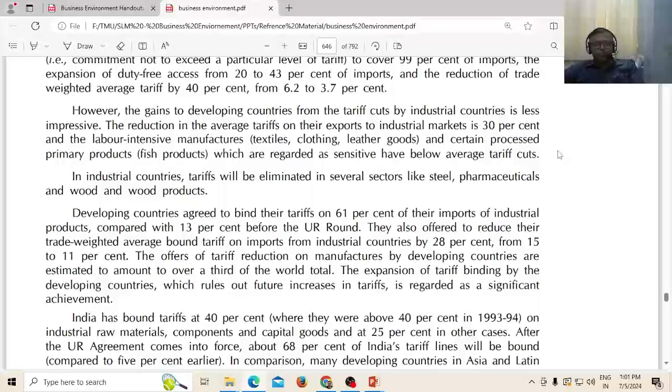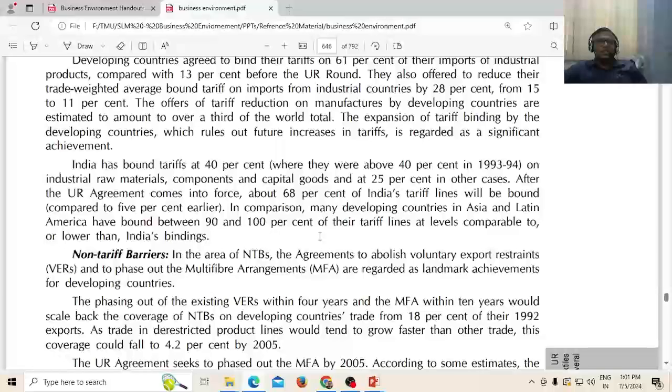The expansion of tariff bindings by the developing countries, which rules out further increase in tariffs, is regarded as a significant achievement. India has bound tariffs at 40%, whereas they were above 40% in 1993-94, on industrial raw materials, components, and capital goods, and 25% in other cases. After the UR agreements come into force, about 68% of Indian tariff lines will be bound compared to 5% earlier. In comparison, many developing countries in Asia and Latin America have bound between 90 and 100% of their tariff lines at levels comparable to or lower than India's binding.